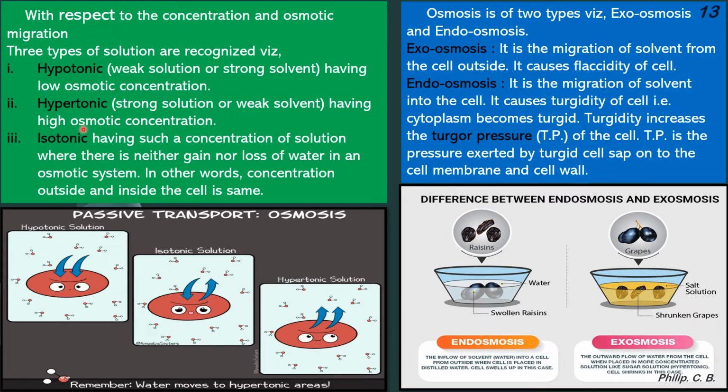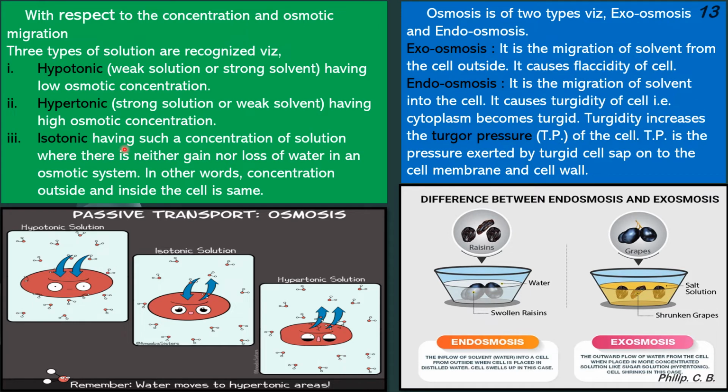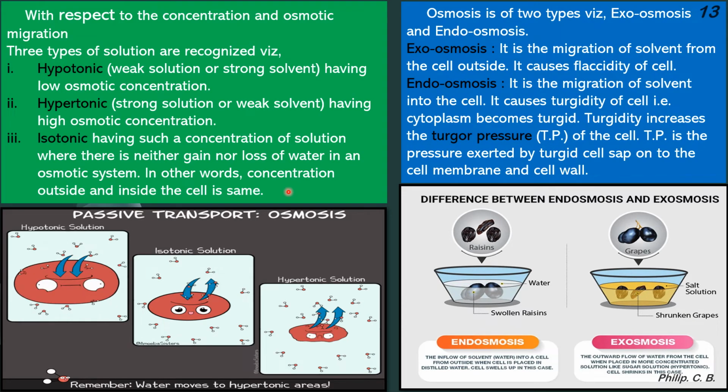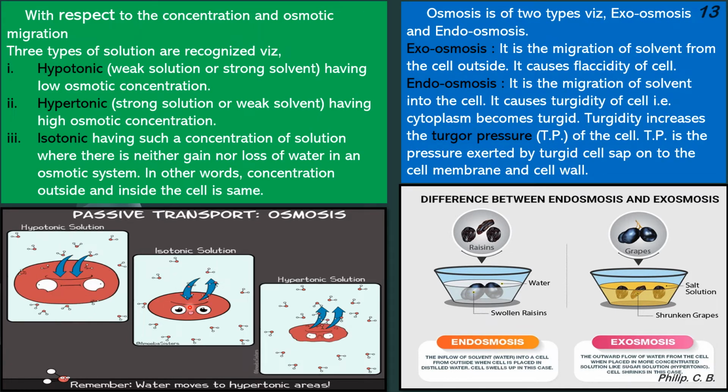Third, isotonic, having such a concentration of solution where there is neither gain nor loss of water in an osmotic system. In other words, the concentration outside and inside the cell is the same. So iso means the concentration on either side, outside and inside, remains the same. To justify the points, I put here a few animation images showing hypotonic, where water is easily taken up by the cell and swells up, or we can use the term turgid. Isotonic, outside and inside remain the same, so there is no change in the cell. Third type, hypertonic.